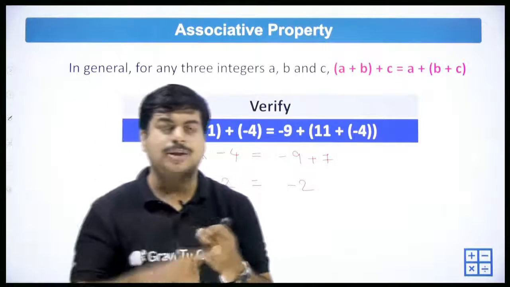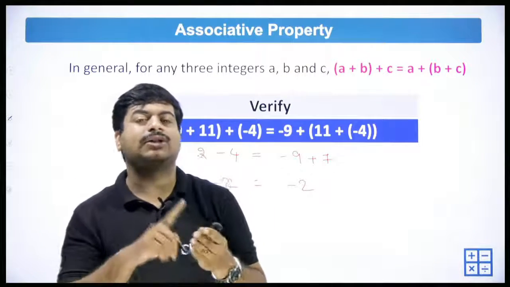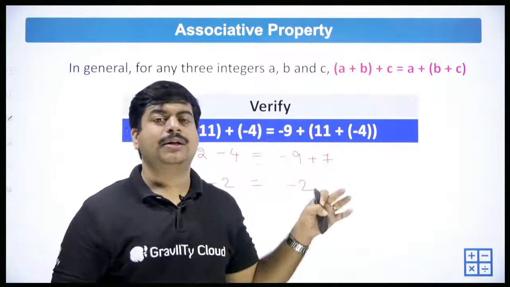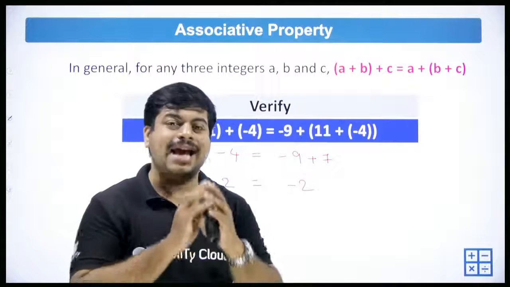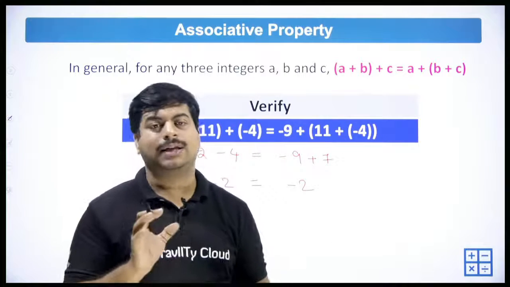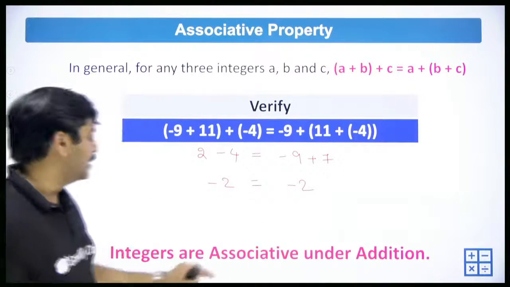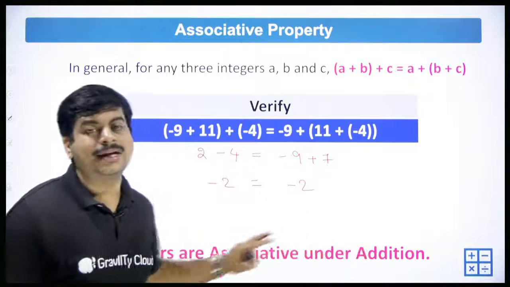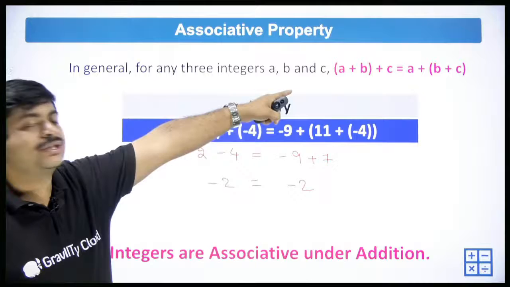It may be natural numbers, whole numbers, integers or rational numbers. Later we will discuss that. But in addition, no order is required. You can add in any way, and you will get the same answer at the end. So finally we can say that integers are associative under addition. Associative means that relation is valid.